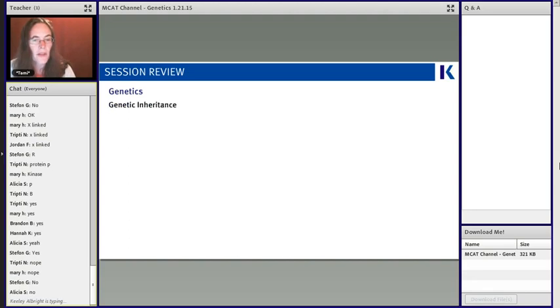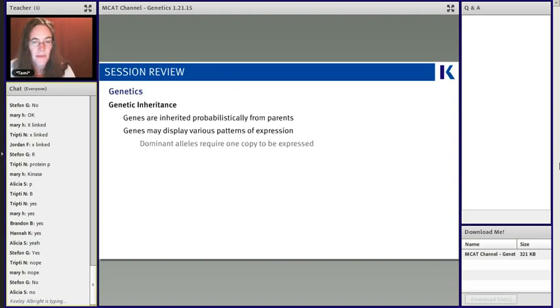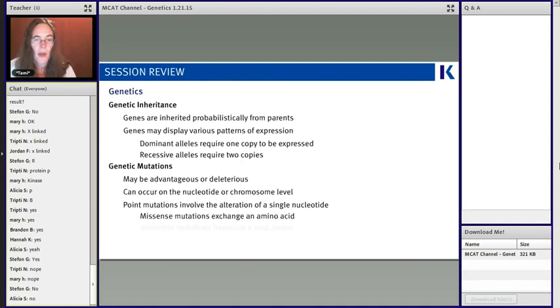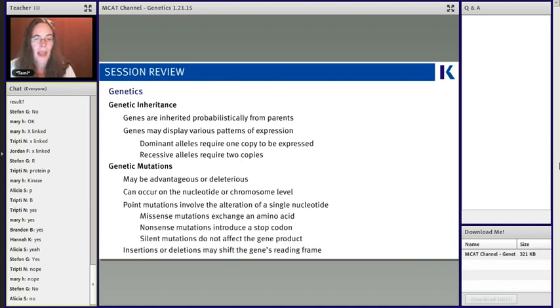So our final thing we need to look at is genetic inheritance. It comes from both parents. They have different types of things. We have dominant, we have recessive. Genetic mutations may be good, may be bad. They can occur at the chromosome or nucleotide level. We have point mutations and we have frame shift mutations.